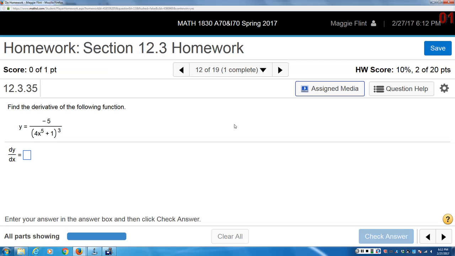Okay, it says find the derivative of the following function, which I'm going to copy down and then switch over. The function is y equals negative 5 in the numerator over 4x to the fifth plus 1, raised to the third power.